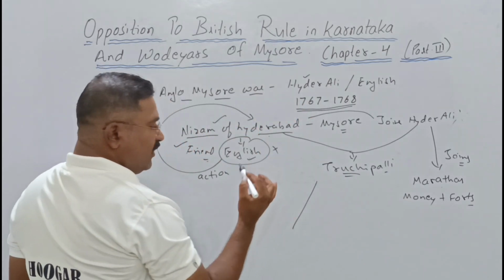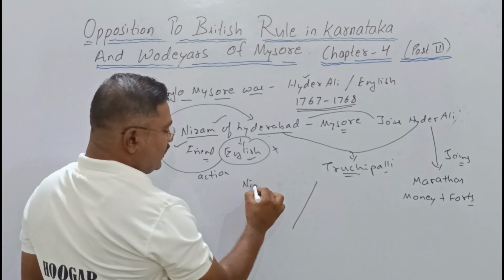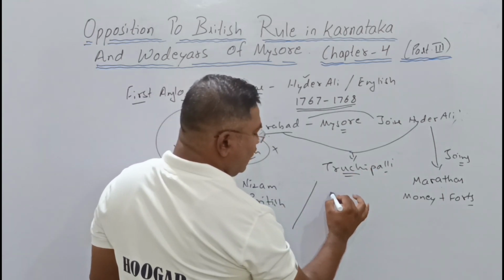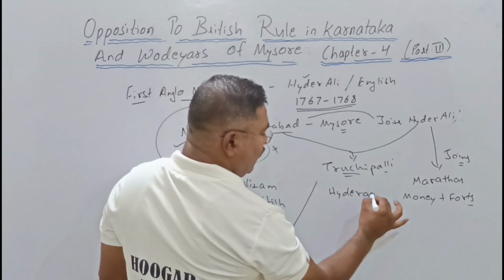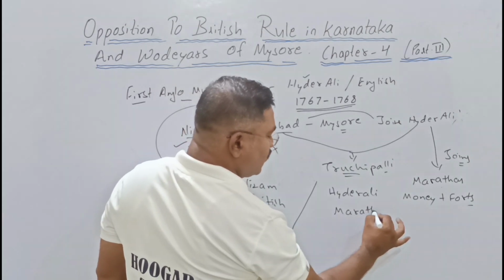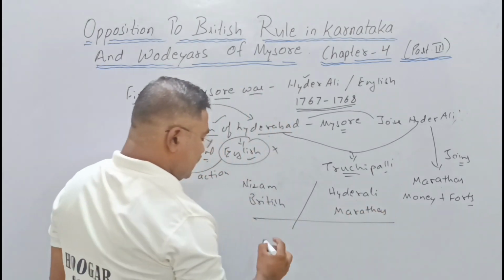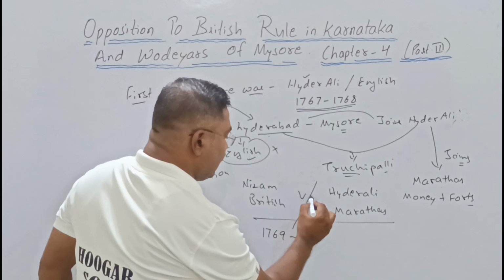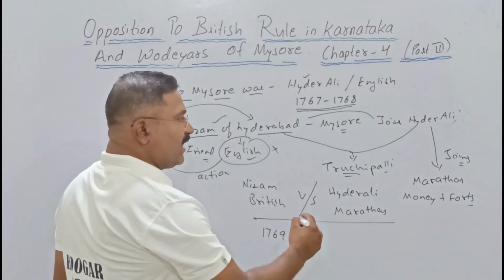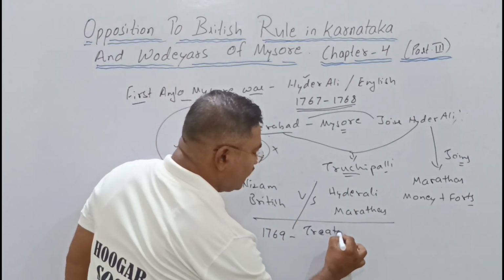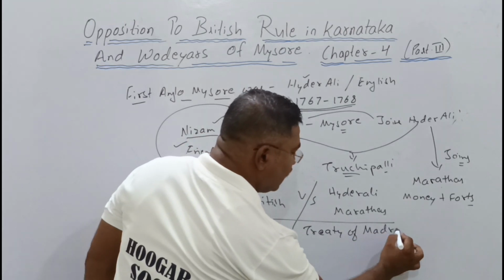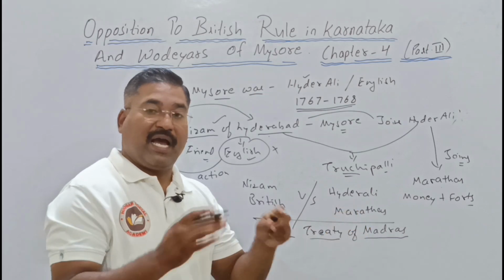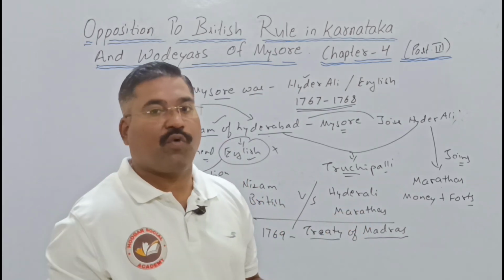Now, if you see, on one side it is the Nizam and the British, and on the other side Hyder Ali and the Marathas. The result was that in the year 1769, the Treaty of Madras was signed between the British and Hyder Ali, and peace was maintained. The war was stopped.